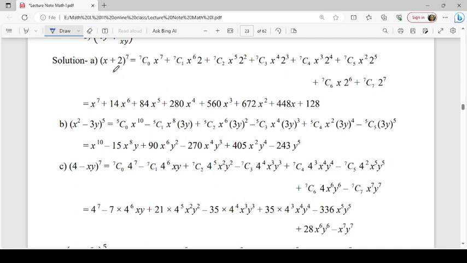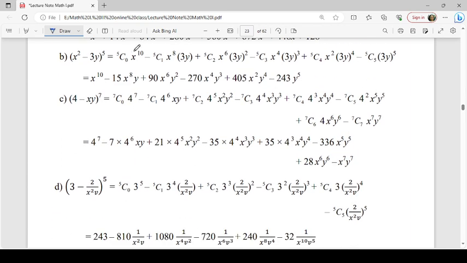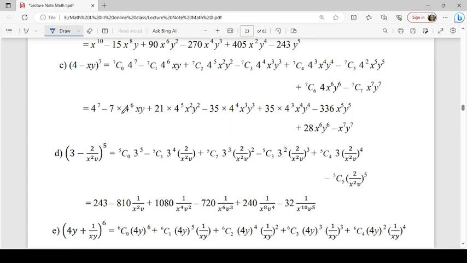So in case of n equal to 7, it starts from 0 and ends at 7, and there are 8 terms. If n is 5, then there are 6 terms. If it is 7, there are 8 terms. So like this.